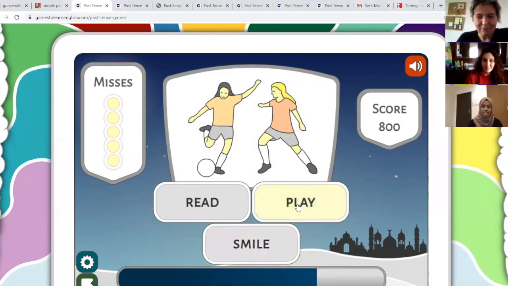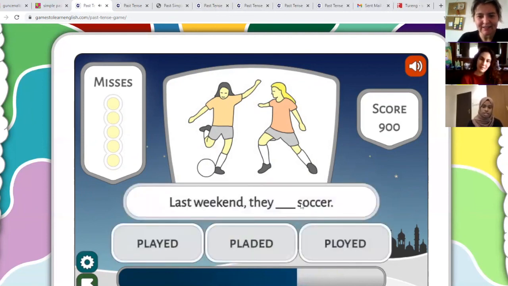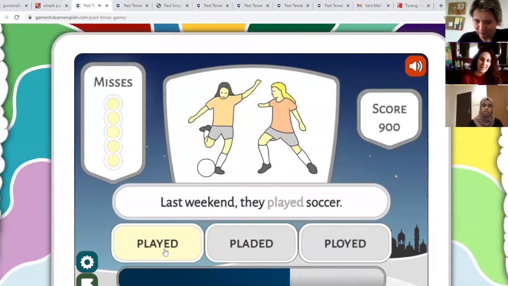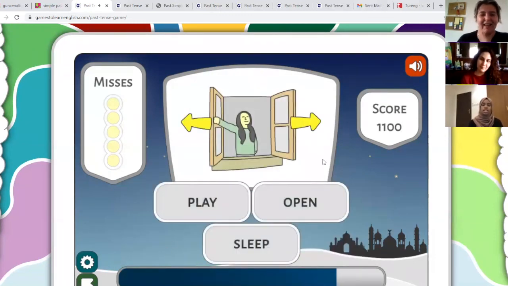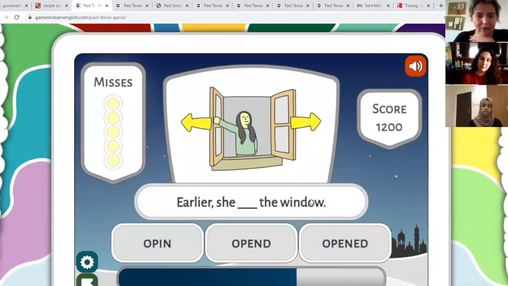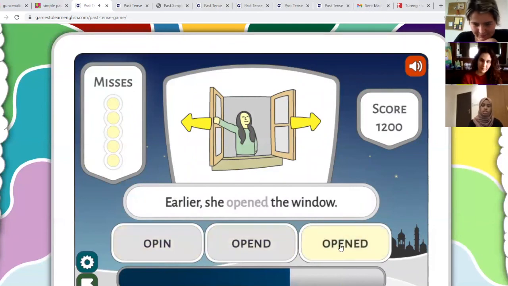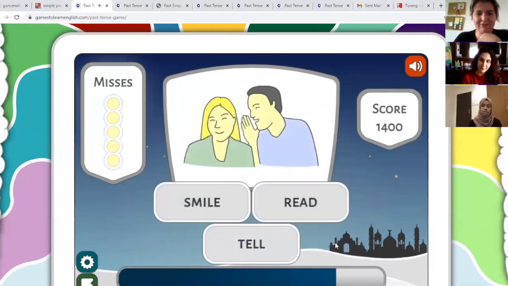Playing. Play. Irregular or regular? Regular. So we add ed. Played. Nice. And what is she doing? She's opening the window. Open. So in past form, Alicia? Opened. Ed. She opened the window. Earlier, she opened. Good job.